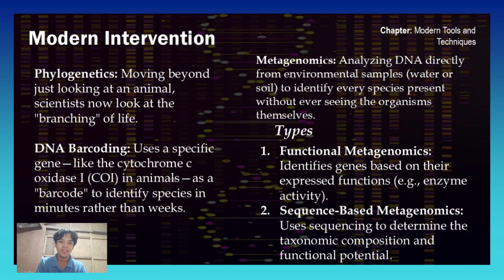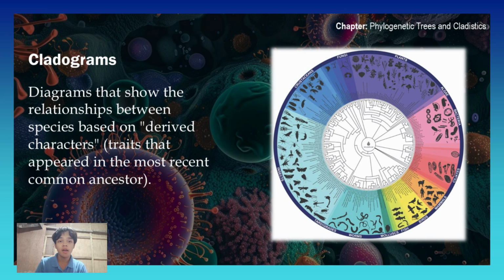like volcanic vents. So, what is a cladogram? Does anyone know what a cladogram is? None? So, cladograms are diagrams that show the relationships between species based on derived characters. These are the traits that appeared in the most recent common ancestor.